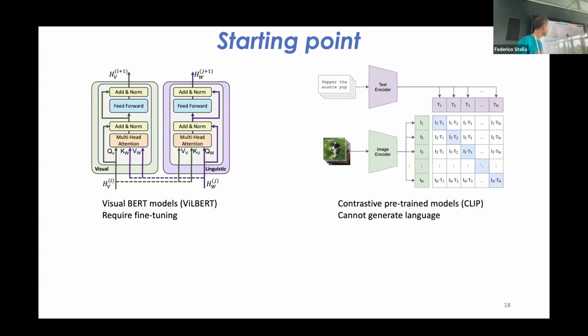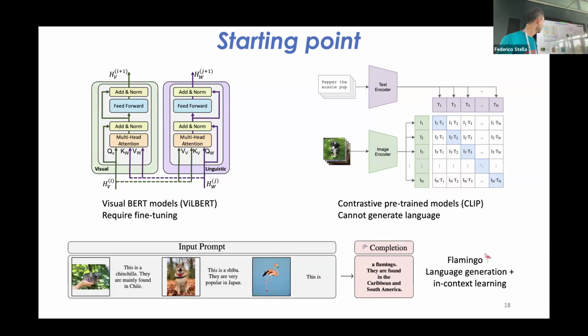Then we have CLIP, which is another very important model that I will talk about because it's used inside Flamingo. It's called contrastive pre-trained model. It's very cool and also very powerful, but it cannot generate language. It takes text, takes images, produces something I will talk about later, but it cannot generate new language. So it's not what we're looking for. So Flamingo instead wants to do both. It wants to have a way to interleave in any way we want images and text, and also generate text as a response. So this is an example of how Flamingo works.